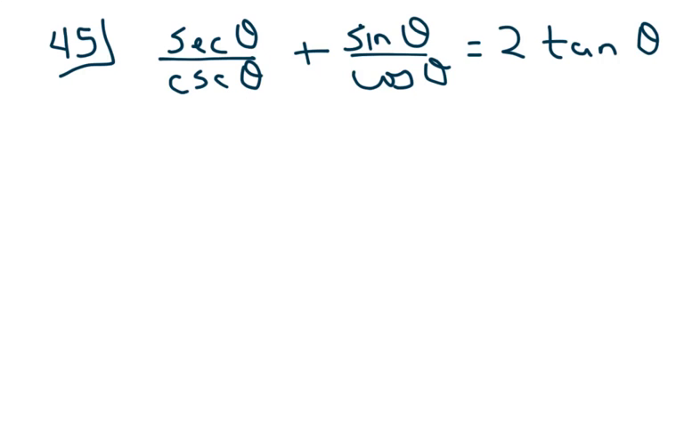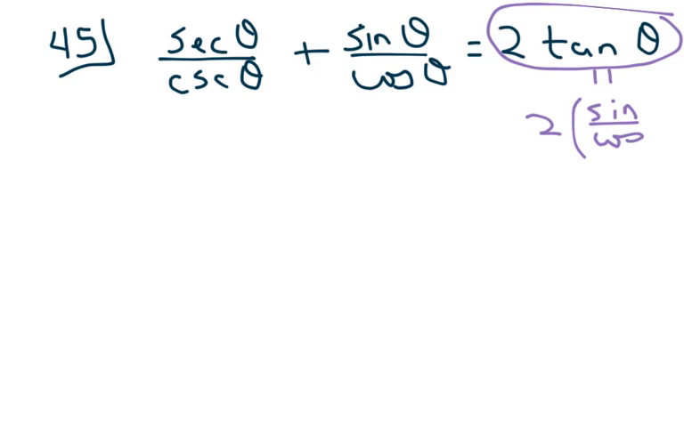Okay, I thought I was going to need more room for that. I don't, so here we go. Alright. This one is pretty simplistic on this side. I might want to just look at this and know that this is really 2 times what? Sine over cosine. So it's just 2 of these, and I already have 1 here.